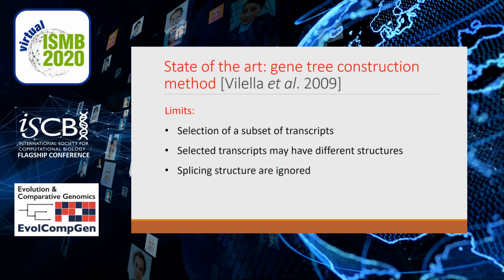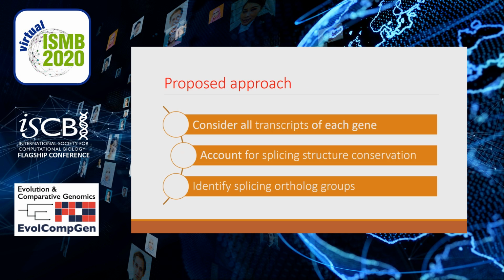This method has some limits. The first one comes from the fact that only a subset of transcripts is selected, and the selected transcripts may have different structures. The splicing structures are ignored. We propose to consider all transcripts of each gene to account for splicing structure conservation and to identify the splicing ortholog group.